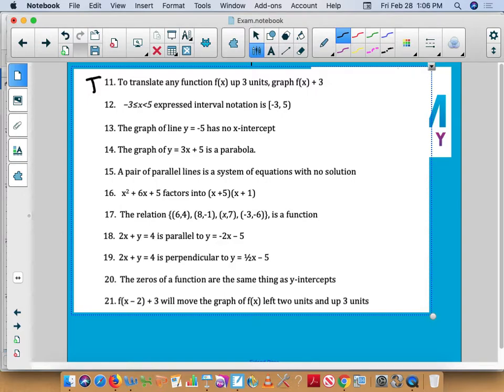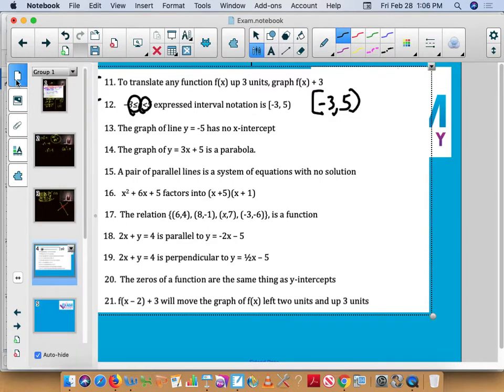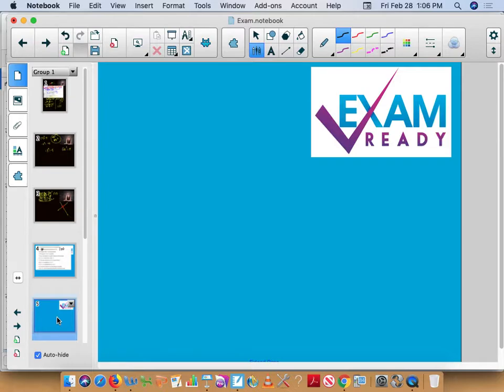All right, interval notation. This is going from negative 3 to 5. If you have less than or greater than or equal to, you put a bracket. If it's just equal to, you put a parentheses. So number 12 is true. So let's practice some of those. Okay. So what would this mean?